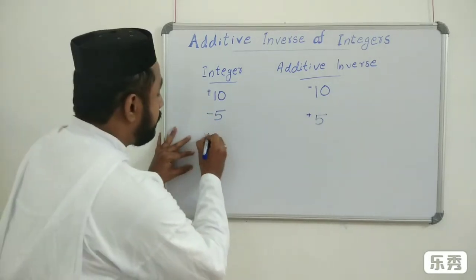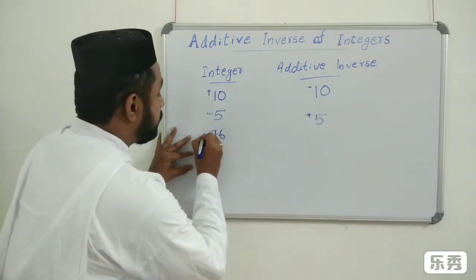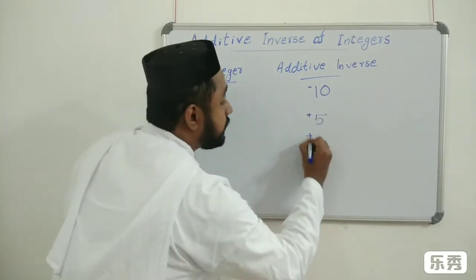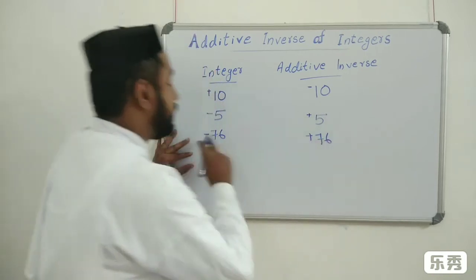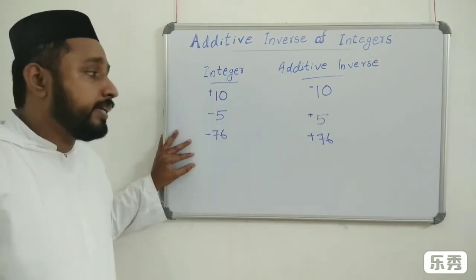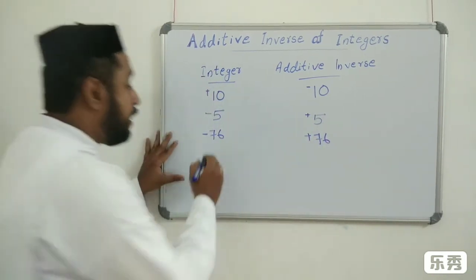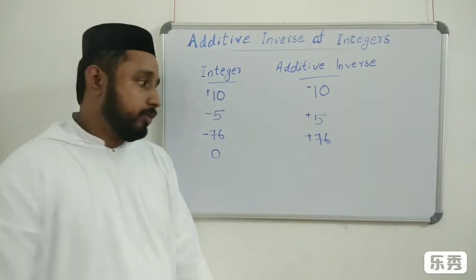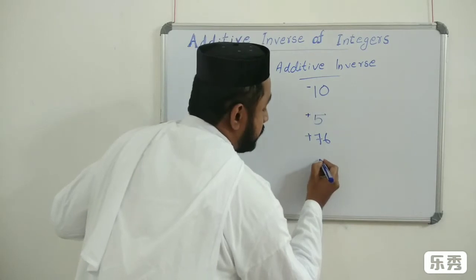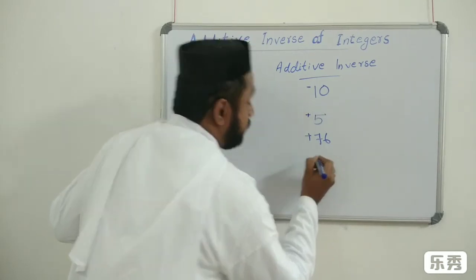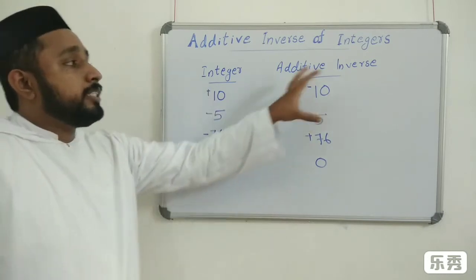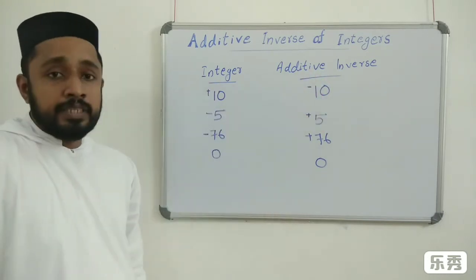Another example, minus 76. What is the additive inverse? The additive inverse is plus 76. Just changing the sign, we get the additive inverse. If it is 0, what will be the additive inverse? 0 is neither negative nor positive, so the additive inverse of 0 is also 0. So, in order to get the additive inverse, just change the sign.